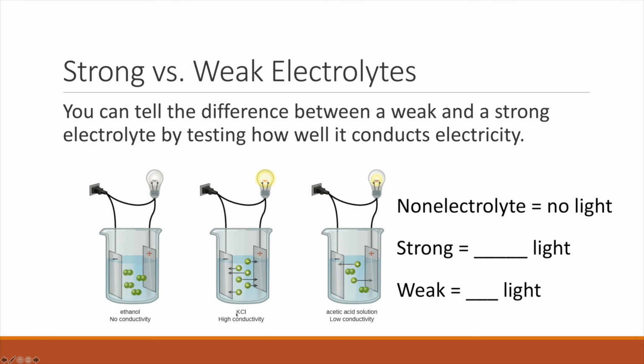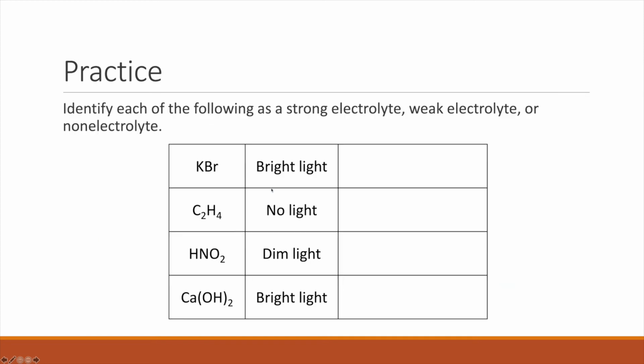Now, KCl, this is an ionic compound, right? It is going to be a strong electrolyte that breaks up completely into ions. So I've got lots of ions available to connect the two different plates. So this closes the circuit and I end up getting a bright light. Now, on the other hand, acetic acid is a weak electrolyte. It has low conductivity, so there's still ions there. There's still availability to close the circuit, but it's just not as good as a strong electrolyte. So for a weak electrolyte, we end up seeing a dim light. So the difference between dim and bright is the difference between weak and strong.